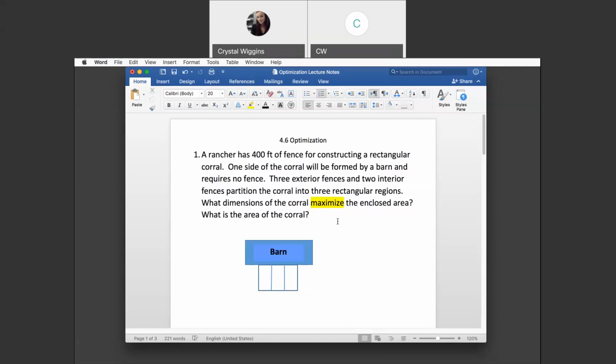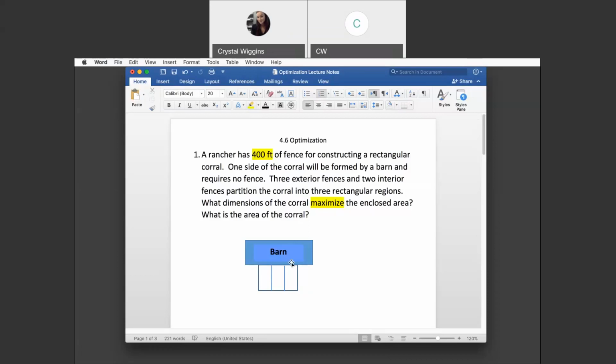So I see the word maximize. I know I need a derivative of a function that I need to set equal to 0. Now it's all about what the heck is that function that I need. So let's find some other key information. There's 400 total feet of fencing. So if we're talking about the amount of fencing, think perimeter. And we have a picture here to help us with the interpretation of the words.